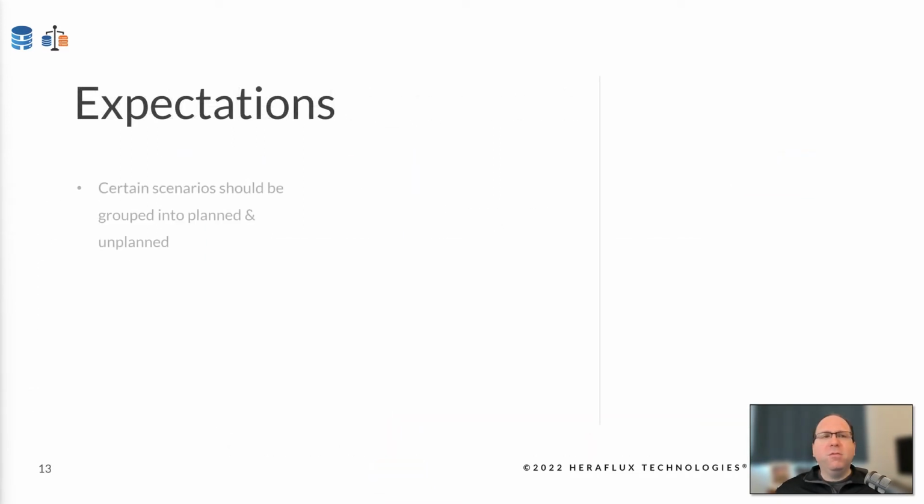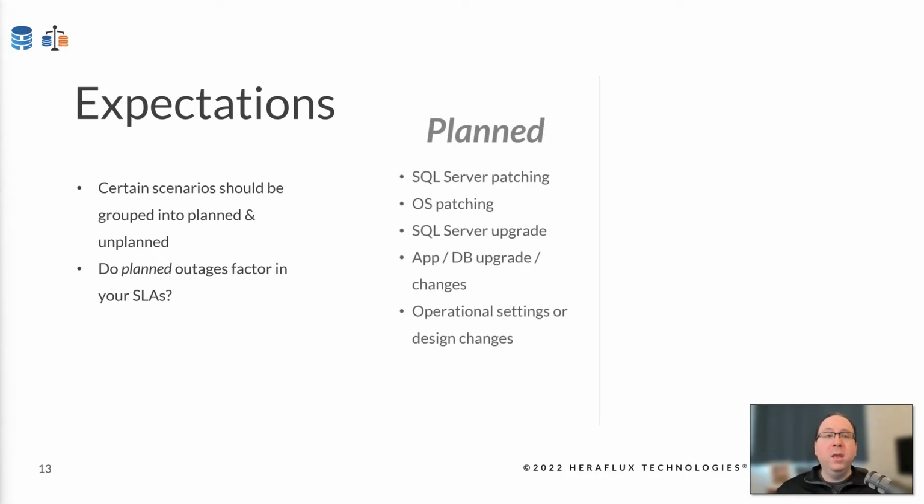Now, this is where we really have to be careful. Certain scenarios really do need to be grouped into planned and unplanned outages, and you do need to have planned outages factored into your SLAs and your organizational IT operations as a whole. For planned stuff, the database engine needs to be patched, same with the operating system. There could be routine upgrades of a database engine in there. There could be firmware updates all over the place. Literally anything that's routine, you've got to watch out for.